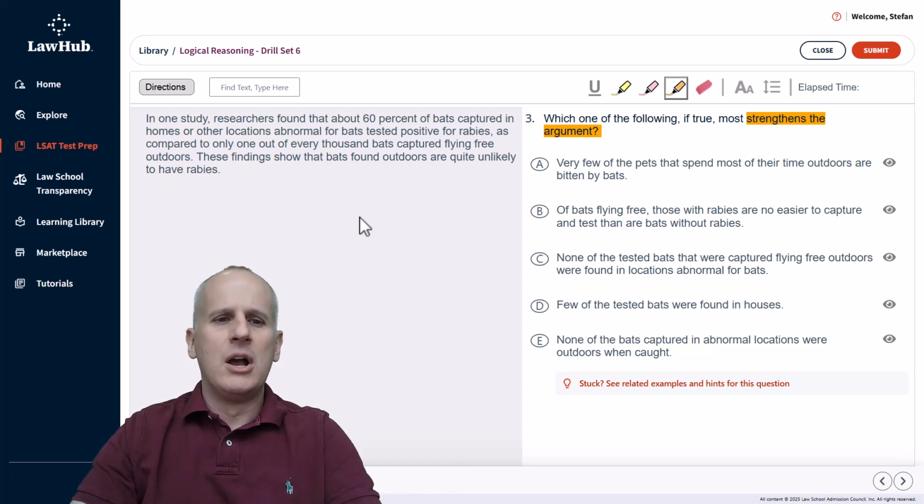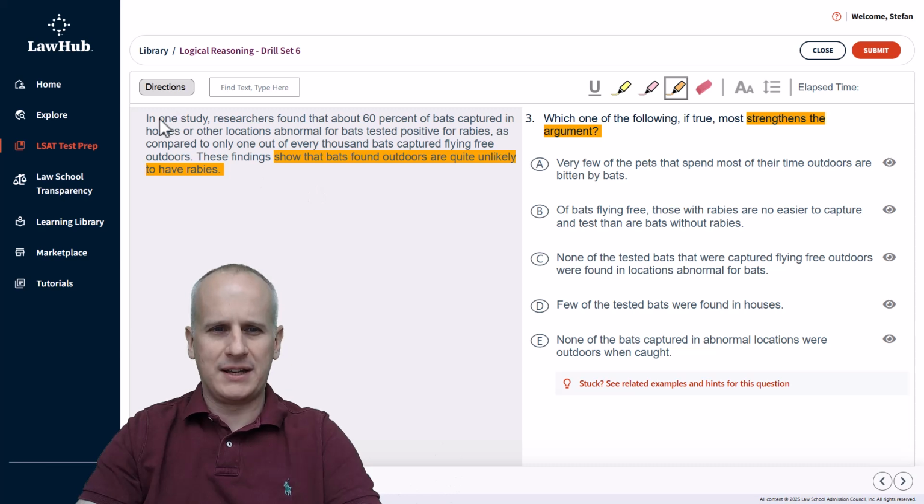So it reads, in one study, researchers found that about 60% of bats captured in homes or other locations abnormal for bats tested positive for rabies, as compared to only 1 out of every 1,000 bats captured free flying outdoors. These findings show that bats found outdoors are quite unlikely to have rabies. So we're going to just highlight show, and we're just going to say the one study basically shows that bats found outdoors are quite unlikely to have rabies.